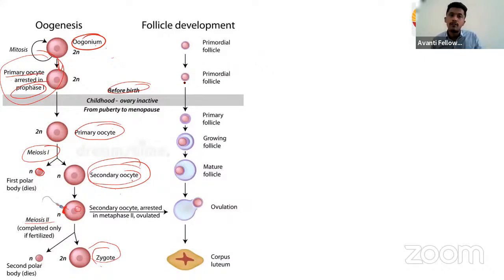Once puberty happens, due to hormonal regulation, what happens? These primordial follicles get more layers of granulosa cells. One more layer of granulosa cells surrounds these primordial follicles to become primary follicles. Understood? The primary follicles will further differentiate into the growing follicle or secondary follicle. In the secondary follicle, you can clearly see two important layers, called thecal layers. One is called theca interna, the other theca externa. We can easily differentiate theca interna and theca externa in the secondary follicle.